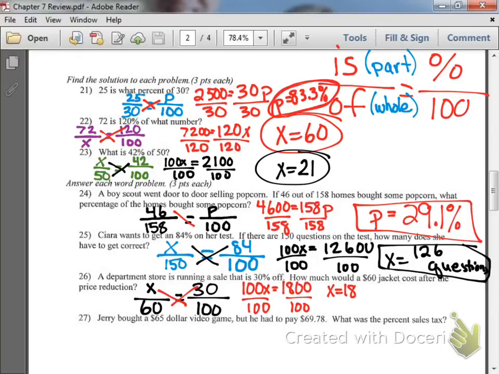No. What does 18 represent? How much you're going to take off the price of the jacket. So to find the actual final answer, we need to start with the 60 and take the $18 off. That's going to give us $42. A lot of you will get all the way to the 18 and then stop. Make sure you read the question. Make sure you're answering what it's asking you for.